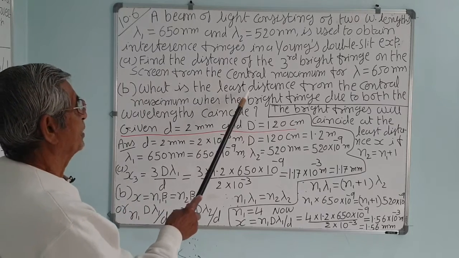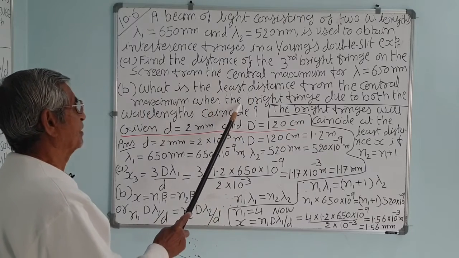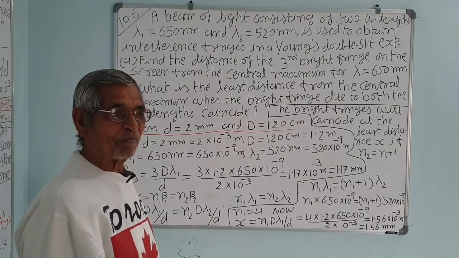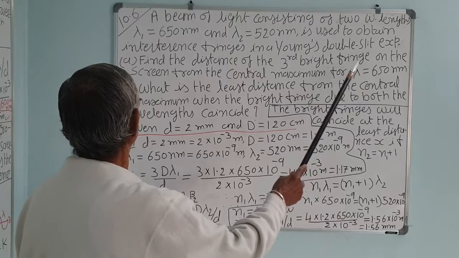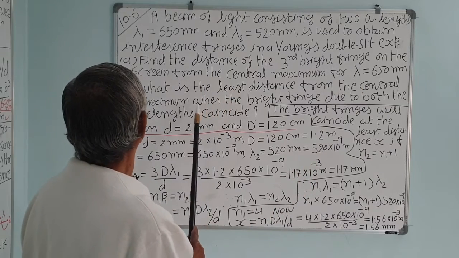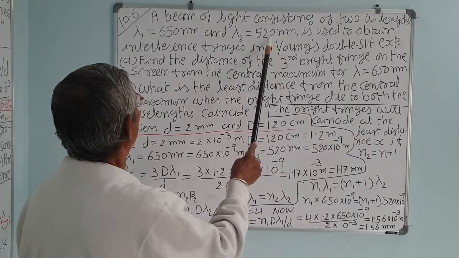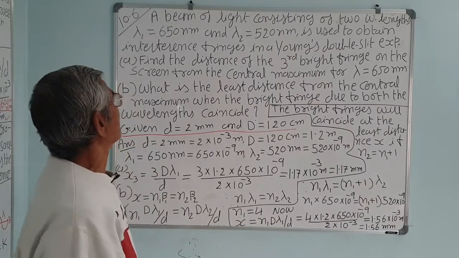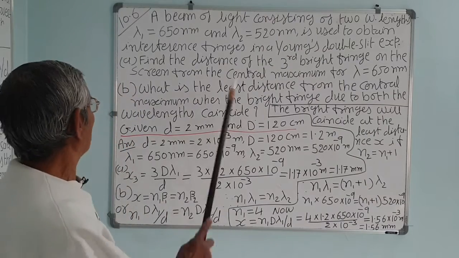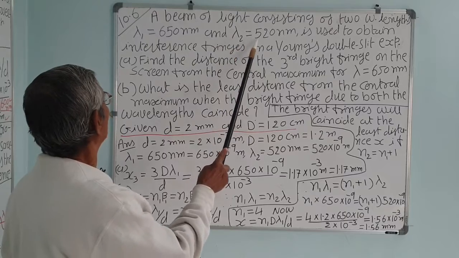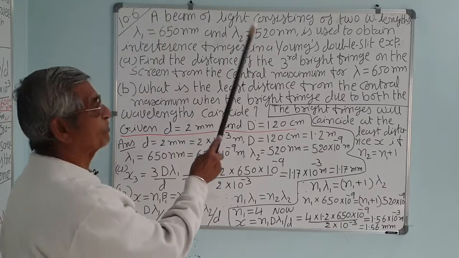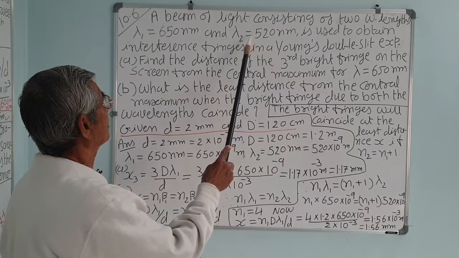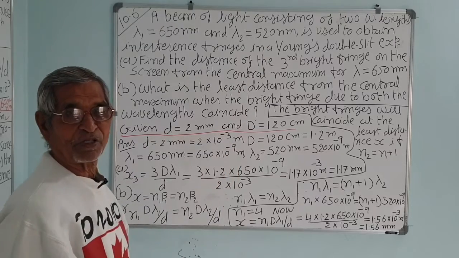Now, what is the least distance from the central maximum when the bright fringes due to both wavelengths coincide? The bright fringes of both wavelengths, that is of 650 nanometer and the other, lambda 2, which is 520 nanometer. At what distance will the bright fringes of this and this coincide? Correct? So this is the smaller wavelength, so the number of the bright fringe for lambda 2 will naturally be more.